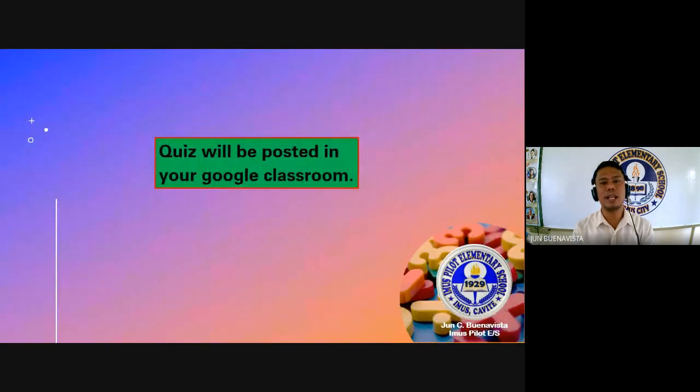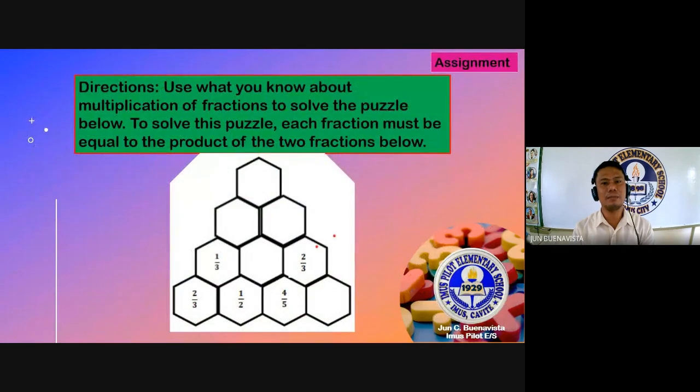And for your quiz class, it is also available in your Google Classroom. I will post it in your Google Classroom. Okay? And for your assignment, directions: use what you know about multiplication of fractions to solve the puzzle below. To solve this puzzle, each fraction must be equal to the product of the two fractions below. Okay, so you are also going to upload this in your Google Classroom.